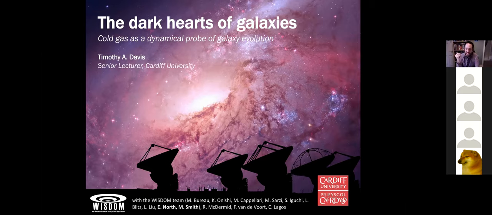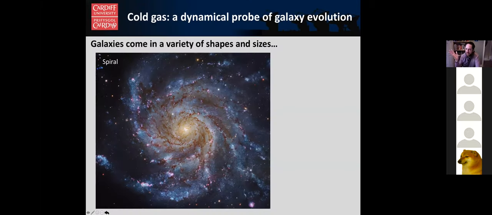So for those of you who aren't galaxy evolution people, what we know when we look around us in the universe is that galaxies come in many shapes and sizes. So we've got beautiful spiral galaxies like this example here, and like our own Milky Way galaxy, of course, that are forming lots of stars. They tend to be disky, they're rotating. But this isn't the only type of galaxy in the universe, far from it. You have other types of things.